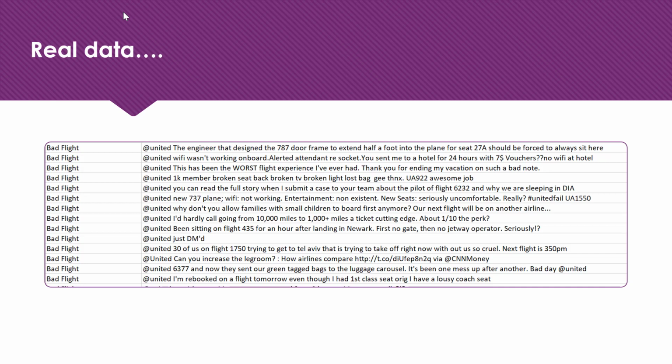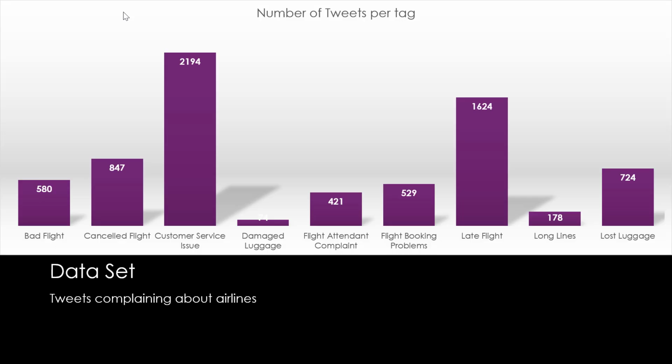So this is what you're looking at, and you can see that there's some stuff in there that's kind of messy. It's not a nice, neat data set. I really wanted to test this out with real data. So the first thing I did was grab that data. It was already classified, came from a publicly available data set, and this is what it looked like. We had 580 tweets that had the tag bad flight, 847 with cancelled flight, and so on through all of those other things. And all I did was take that data set exactly as it was.